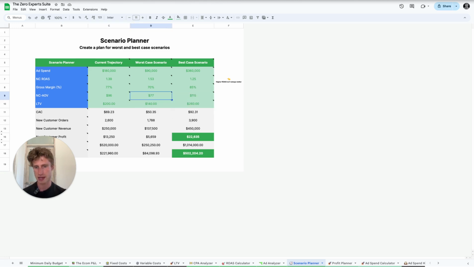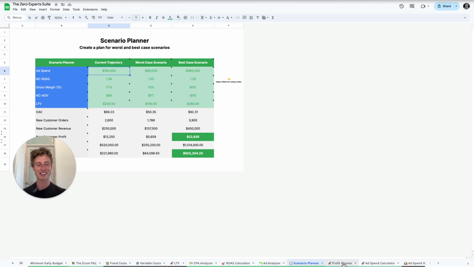Same thing with AOV here, right? Ideally, new customers are spending more, but sometimes new customers spend less, and that's okay because they're going to come back and buy more and they're just testing out the product for the first time. So yep, pulls in your numbers from your P&L, from your dashboard to paint that scenario. Also conditionally formats to highlight the best case scenario, right, for both profit on acquisition and lifetime profit. Awesome. Moving on to the coolest tool.